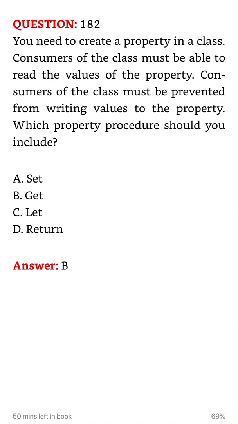Question 182. You need to create a property in a class. Consumers of the class must be able to read the values of the property. Consumers of the class must be prevented from writing values to the property. Which property procedure should you include? B. Get.